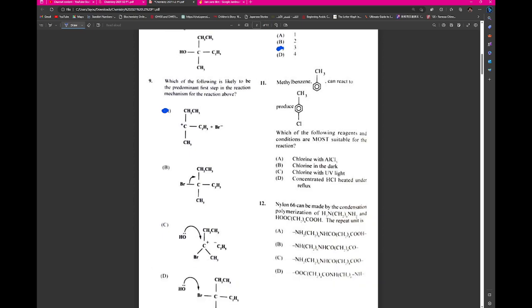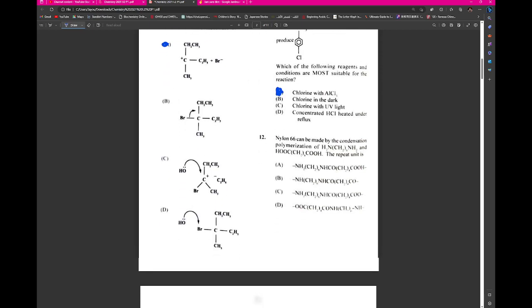Methylbenzene can react to produce that. Remember, in order to produce a halogen on the methylbenzene, the toluene ring, we're going to need a Friedel-Crafts catalyst with chlorine. So we have that there.